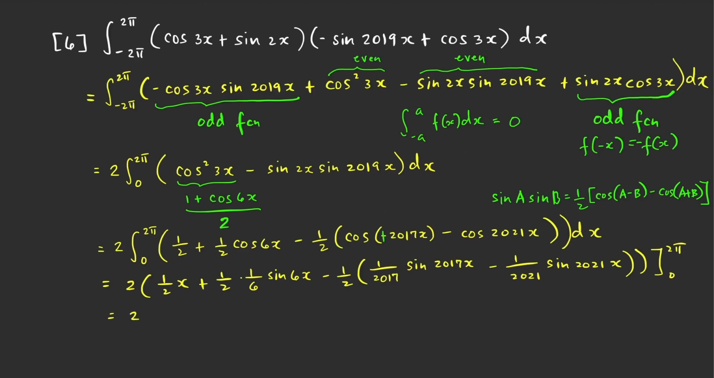And this is equal to 2 times 1 half times 2 pi, so that is pi, plus sine of 6 times 2 pi, which is a multiple of pi. So sine of a multiple of pi will be 0. This will be 0, this will be 0, this will be 0. So everything will be plus 0. And then when x is equal to 0, sine of 0 is 0, 0, 0. So that is just 2 times 0. Therefore, this is just equal to 2 pi.